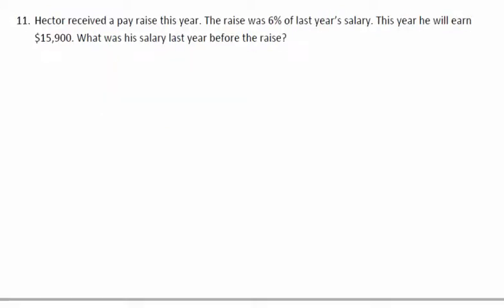Hector received a pay raise this year. The raise was 6% of last year's salary. This is an important point here. The raise was 6% of last year's salary. So 6% of last year's salary, which we don't know what it is, would be 0.06x. This will give you the raise amount. But this year he will earn $15,900.